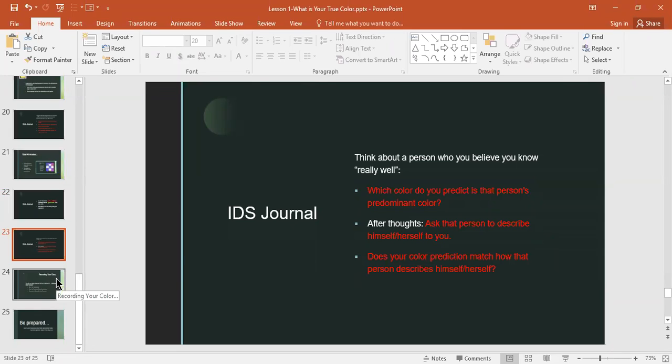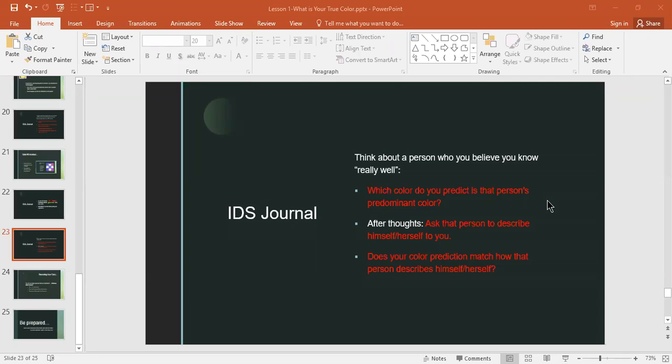All right, so we have another IDS entry. Our last one of the lesson, I promise. So this one is kind of on you guys. It says, think about a person you believe you know really well. Try to not make it someone that also has IDS, okay? Because I want you to really think about it, because if they have IDS, then that means they took the personality color test. So I want you to think about which color you predict is that person's predominant color.